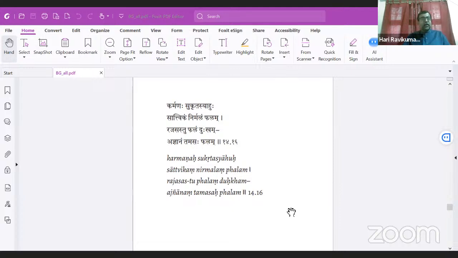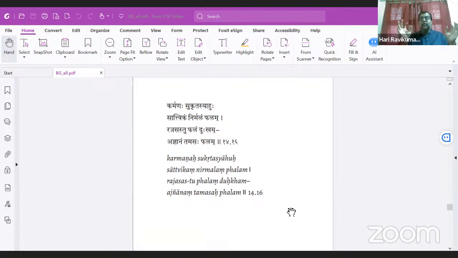So sukritasya karmanah, the good actions, goodness, and nirmalam, purity, is satvikam phalam ahuhu. It is said to be the fruit of sattva. Rajasaha phalam tu dukkham. The fruit of rajas is dukkha, because eventually, even though something gives sukha, if one is constantly craving, constantly trying to get something out of it, eventually sukha will lead to dukkha. Whereas if you want lasting purity and goodness, then sattva is the path.